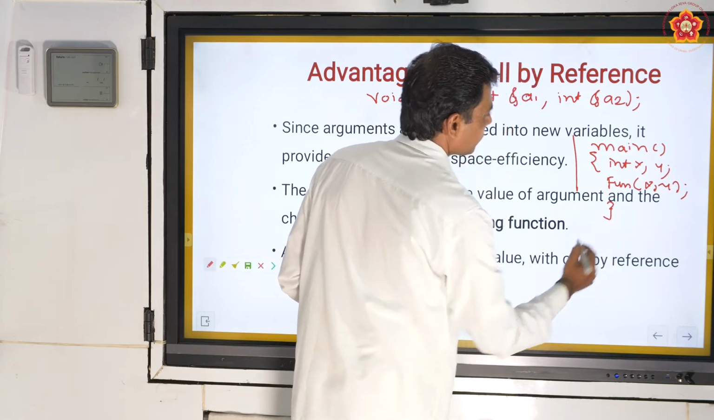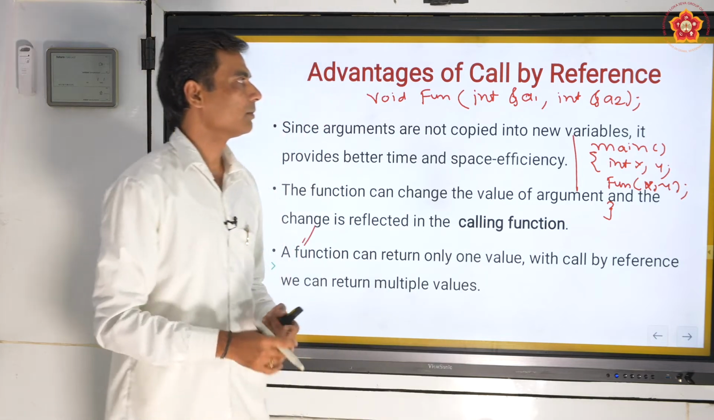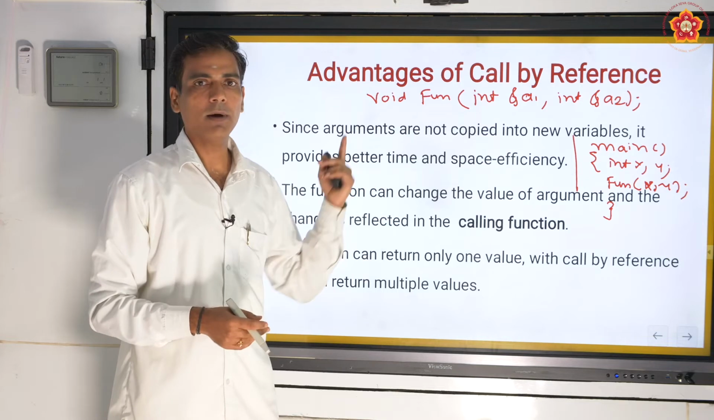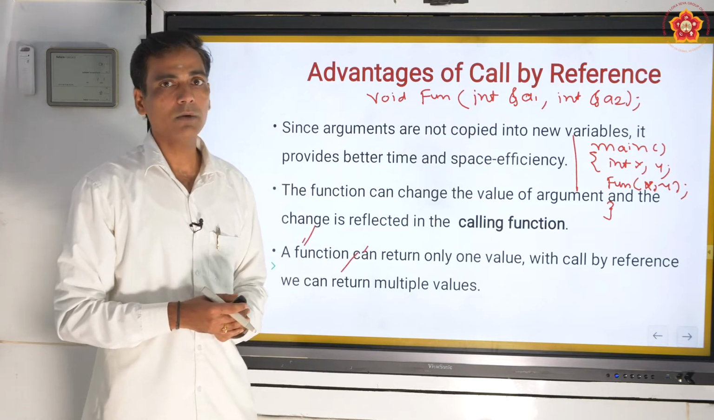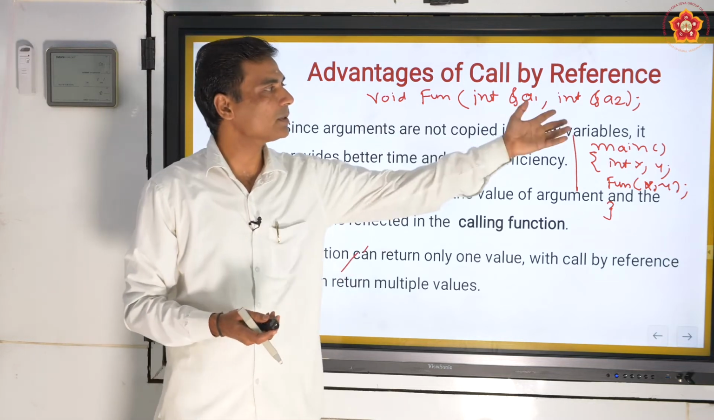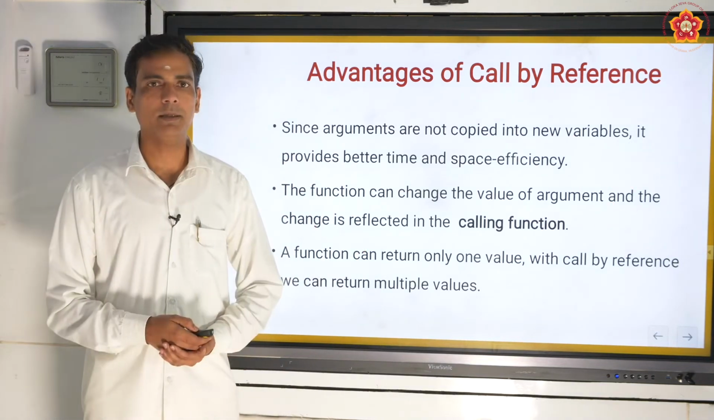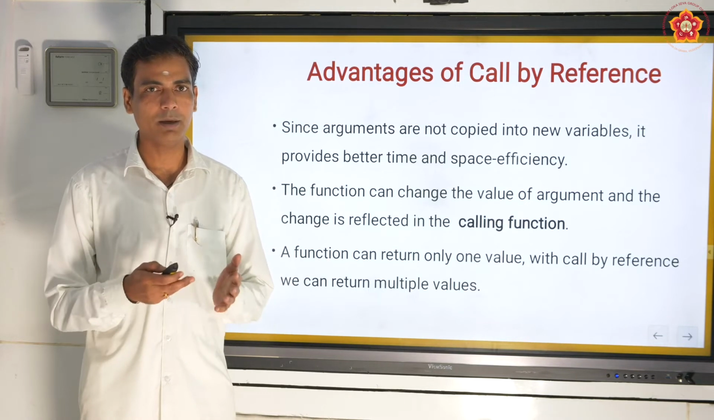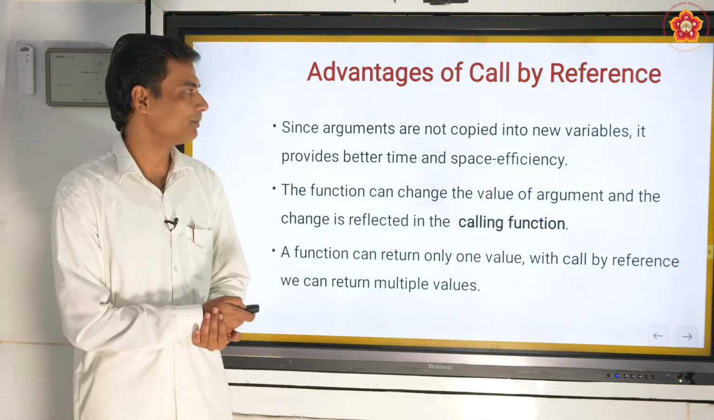So what is happening here actually? The references of x and y are passed to the function as a1 and a2. When this function executes, it is returning two values. So the function here is returning two values, multiple values. You can return as many values as you want by using the call by reference mechanism. So let's see the programming example, our favorite example of swapping the contents of two variables by using the call by reference mechanism.